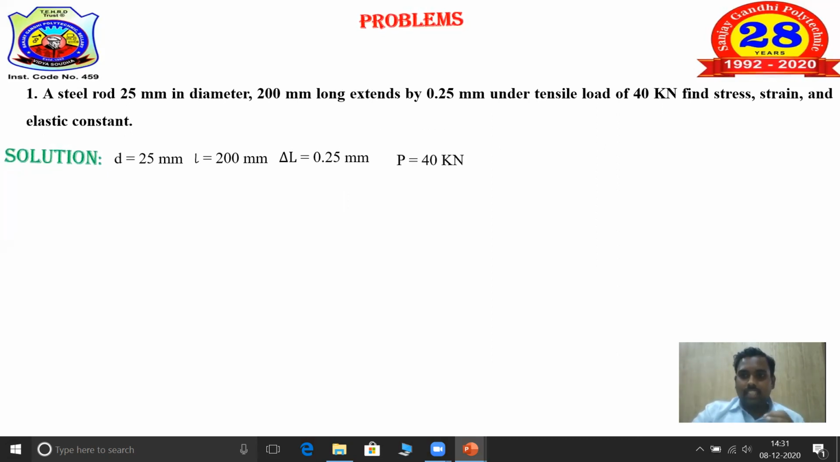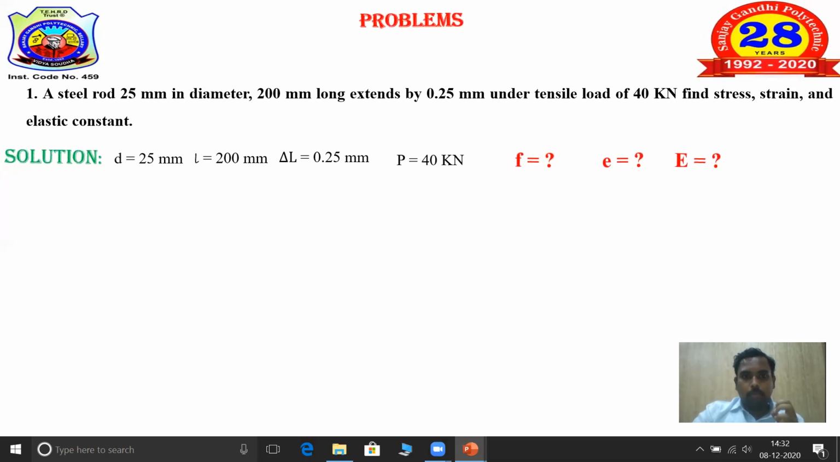Next, what he has asked us is to find stress, strain, and elastic constant. So stress, F, is what we need to find. So F equals to question mark. Then strain, small e, we need to find. So e equals to question mark. And elastic constant, that is capital E, I mean Young's modulus. We need to calculate this. Students, this is the given data.